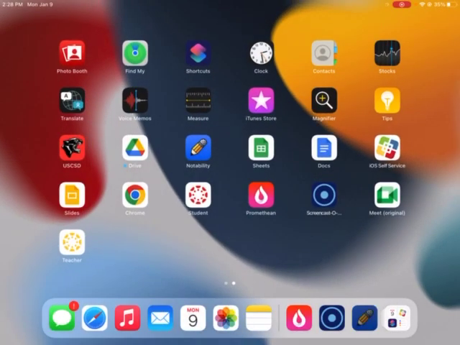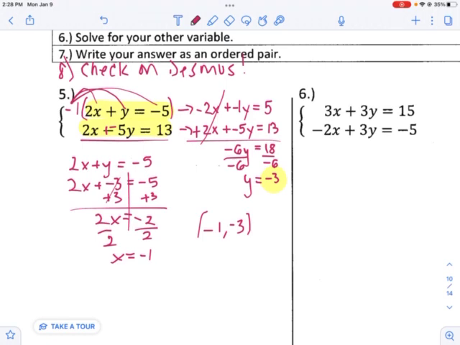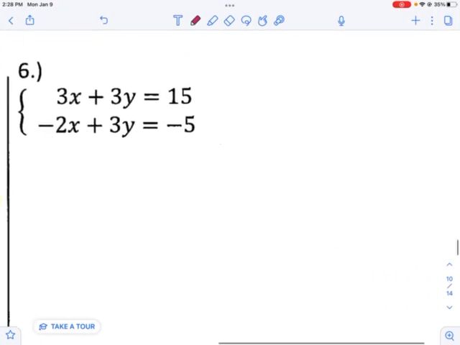All right, so let's take a look at number 6. Looking at them, they're both in standard form. Do I have exact opposite terms? I don't, even though this is 3x and this is negative 2x. They're opposites. But when I add them, I'm still left with 1x. So I need those exact opposite terms. I want you to look, when you have the same coefficient, 3 and 3, I can just make one of them negative. So let's multiply the bottom one by negative 1. Again, you could do the top one by negative 1, and you should still get the same answer.